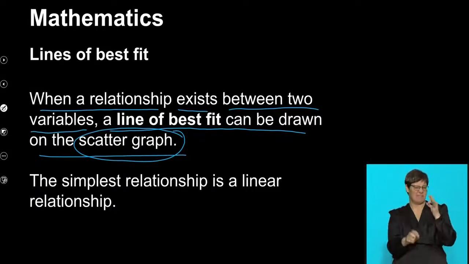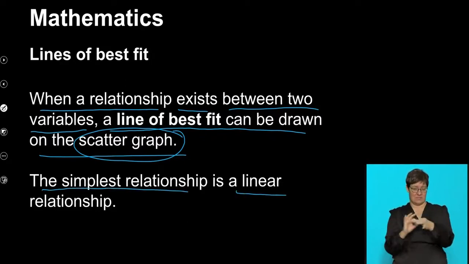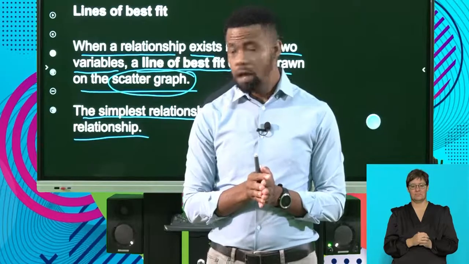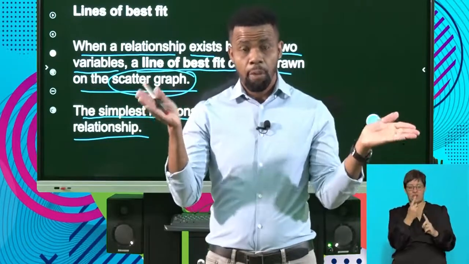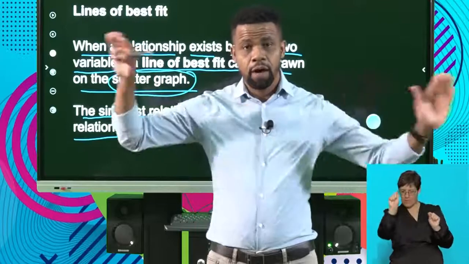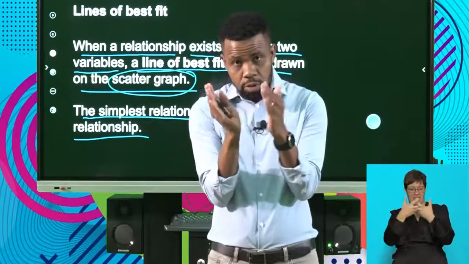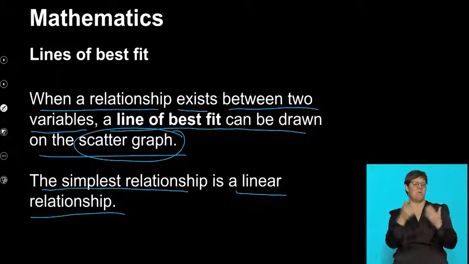So the simplest relationship is a linear relationship. So we're going to look at linear relationships only when you draw a scatter plot. Okay, fantastic. So the line of best fit: we draw our points on a scatter plot and we find a line which all our points get closer to. Okay, but we'll explain that in more detail.